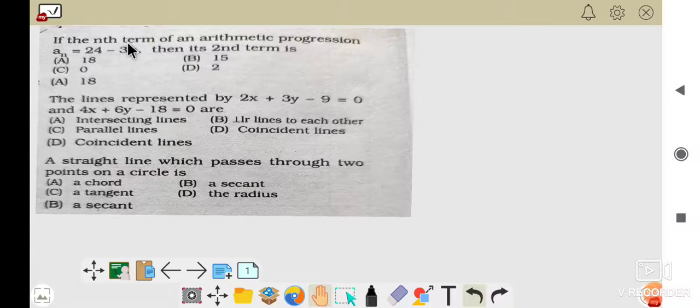So if the nth term of an arithmetic progression a_n is equal to 24 minus 3n, then its second term is... Here the answer is given as 18. How does it become 18? Let us see here.